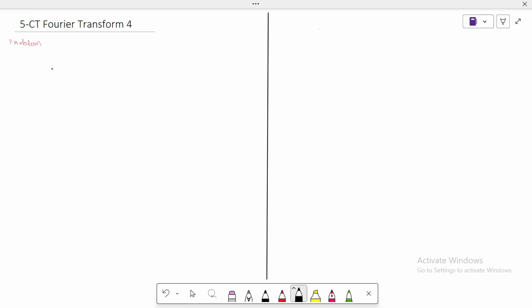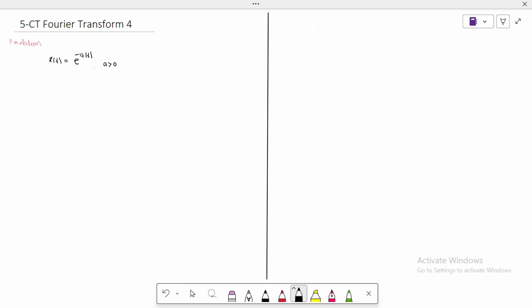So here is the time domain signal, an aperiodic signal x of t equal to e power minus a mod of t. Here a is positive. So how to draw the signal?